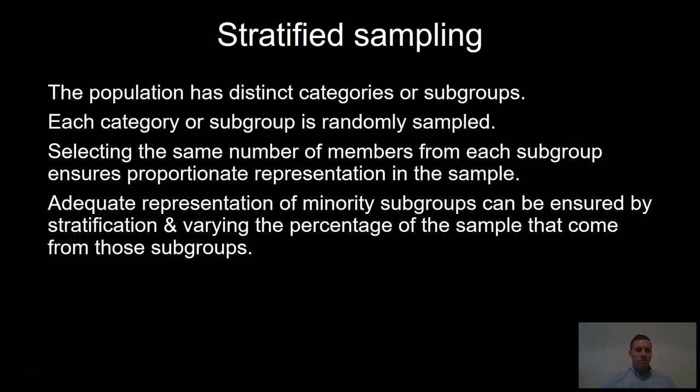Adequate representation of minority subgroups can be ensured by stratification and varying the percentage of the sample that comes from each of the subgroups. Since each subgroup is treated as an independent population, different sampling approaches can be taken for different subgroups as required.